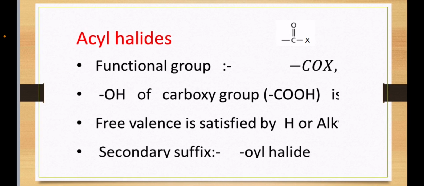Now the acid halides, and the functional group is COX. It is the acid derivative actually. X is any halogen, so we write the secondary suffix as -oyl halide. If it is chloride, then we write methanoyl chloride, ethanoyl chloride, or ethanoyl bromide. Depending upon the presence of halogen, we can name them.